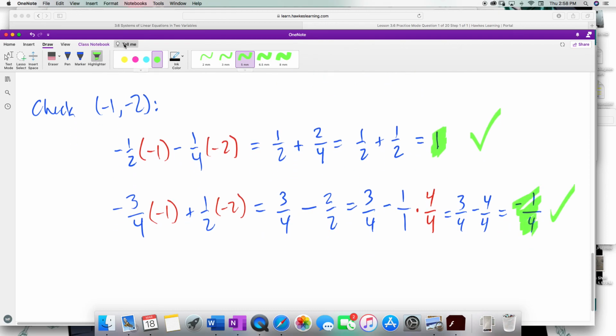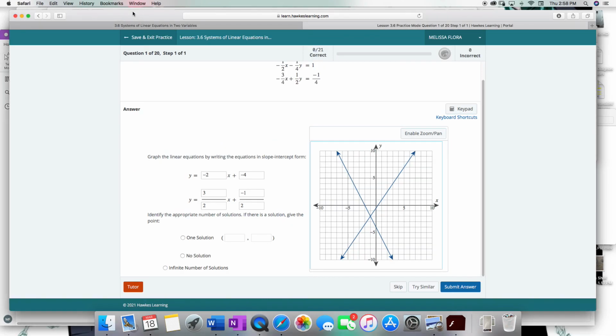We've checked our answer. So now let's go and enter that in here. We have one solution. The coordinates were -1 and -2, and that's it. So I can submit my answer with confidence.